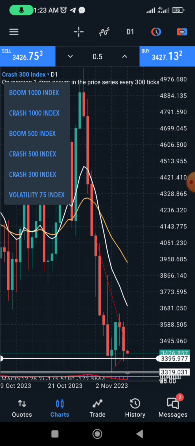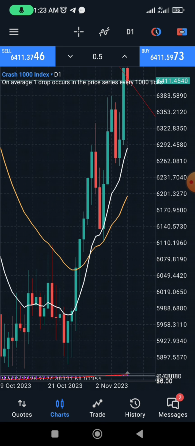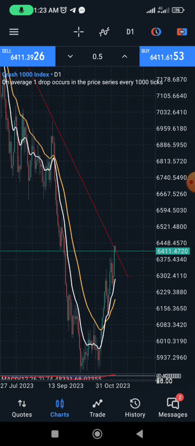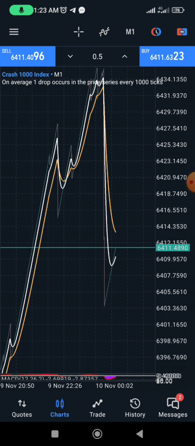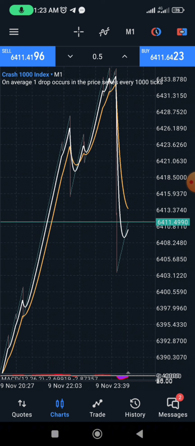Now I'm going down to my crash 1000. This trade I should have entered long ago, but I missed. I did not enter it. So I saw this spike, this long spike. So I should have scalped from that downside at least 10 pips, maybe around here now. That would be my TP, but I did not enter it.